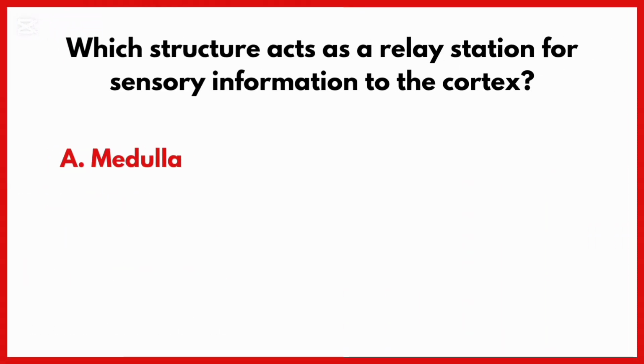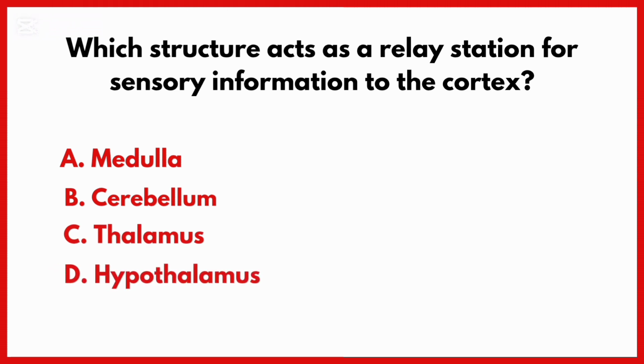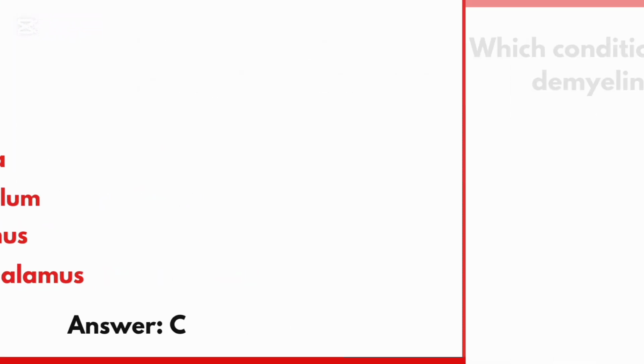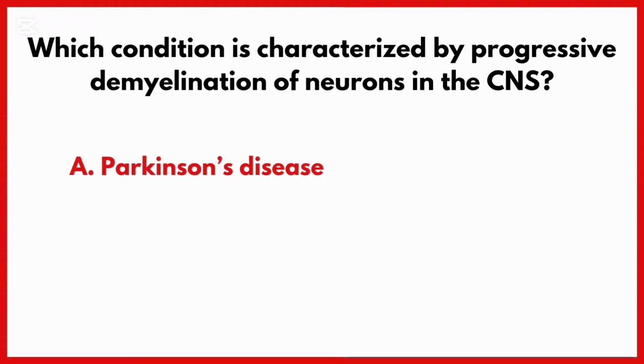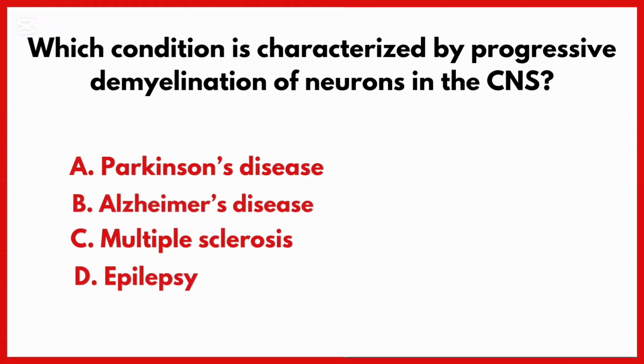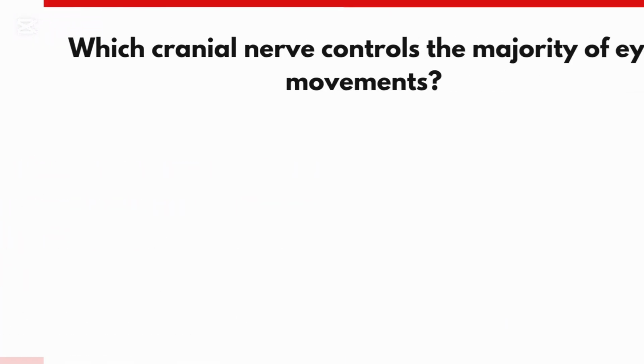Which structure acts as a relay station for sensory information to the cortex? Correct answer is option C, thalamus. Which condition is characterized by progressive demyelination of neurons in the CNS? Correct answer is option C, multiple sclerosis.